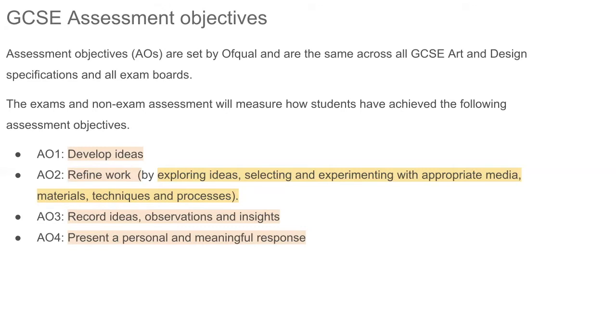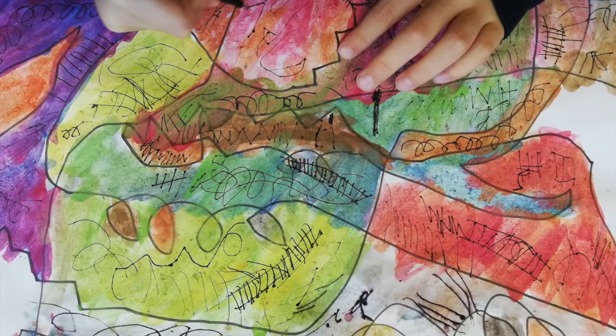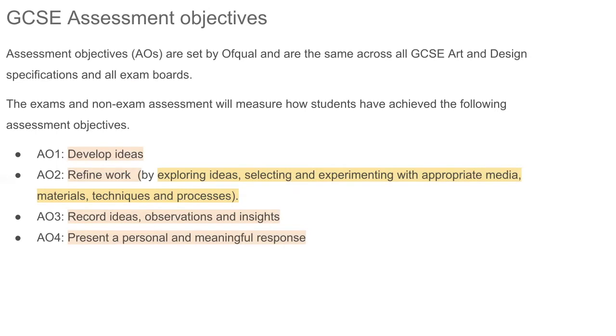Do they explore different ideas? Do they select and experiment with different media, materials, techniques and processes? So this is again really thinking about students as independent artists in as much as possible. Assessment objective 3, record ideas, observations and insights. And 4, present a personal and meaningful response.